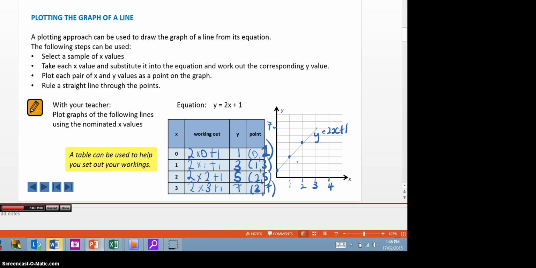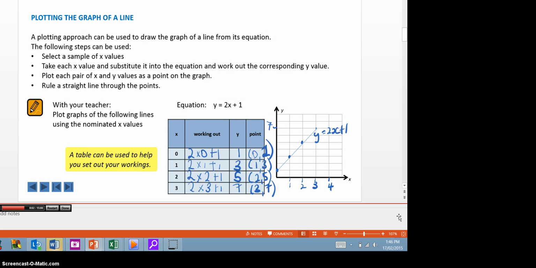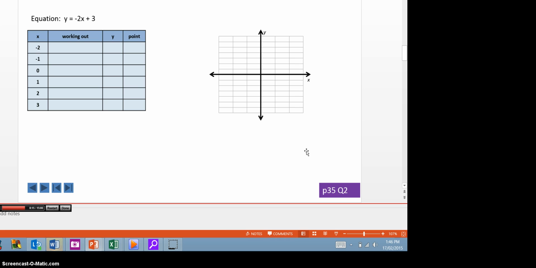Let's have another example. This time we're going to have a look at the equation y equals negative 2x plus 3. And so this is going to be an example of a negative slope. In the other example, you could see as you move from left to right, it slopes up, okay? Or if we draw a line here, it slopes up. Whereas a negative slope, as you go from left to right, slopes down.